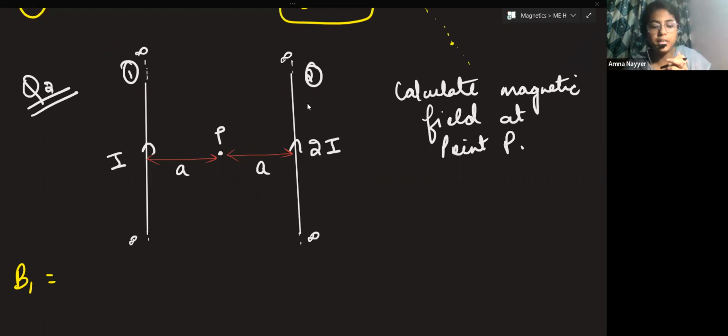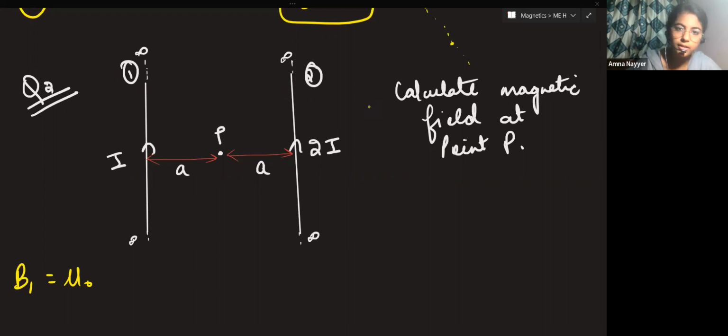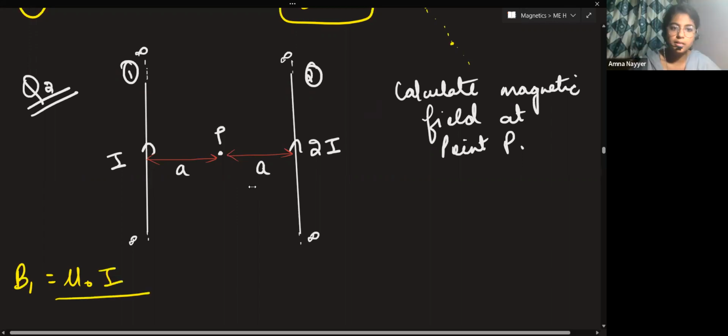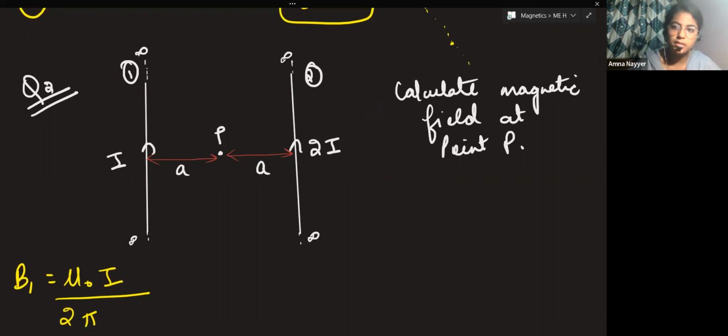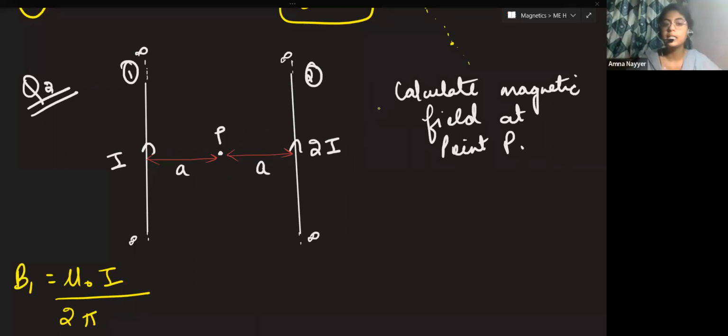Evan, can you just speak out the magnetic field at this point P due to this first wire? It will start with mu naught. Current, what should I write for this wire? I, divided by 2 pi and the separation a. So 2 pi a. Now the direction.